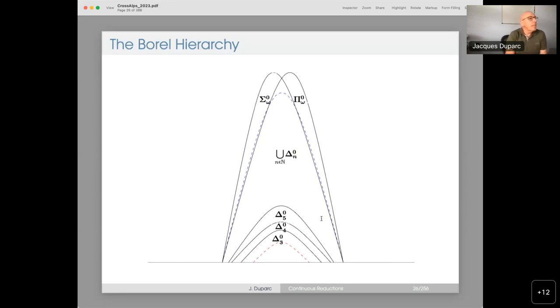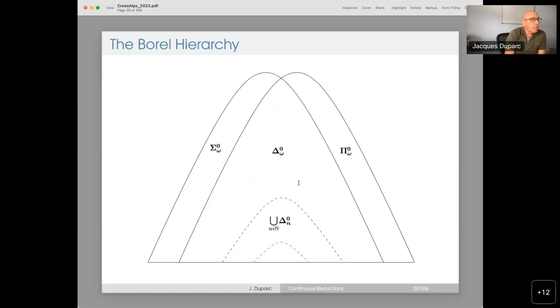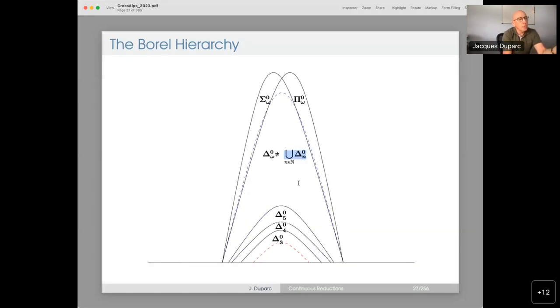So Wadge told me one day, he proved that, I mean, I guess it was open, that the union of the Delta 0 n is not the intersection of Sigma 0 omega and Pi 0 omega, which means Delta 0 omega, the sets that are both inside Sigma 0 omega and Pi 0 omega, are not necessarily the sets that belong to some Delta 0 n. I'll explain how he proved it, but also why it seems strange now that it was not known then.